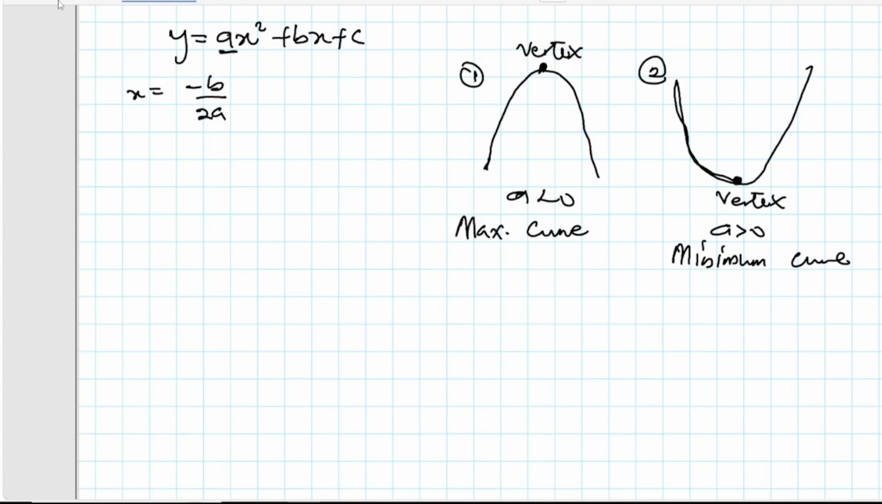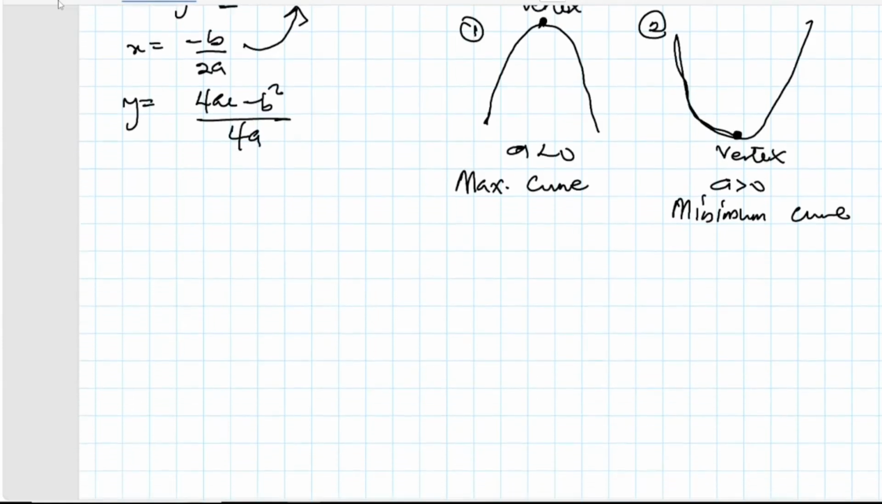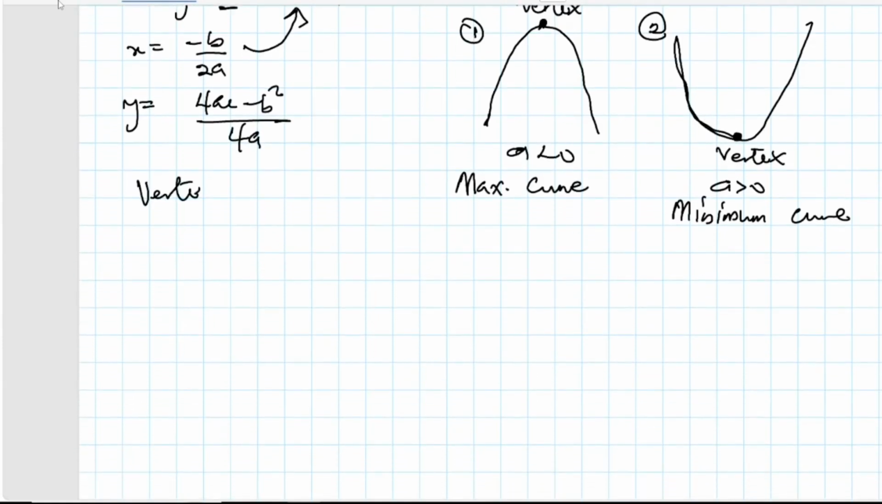After finding the x coordinate, you substitute that value into the quadratic equation given, and then you get the y coordinate. When you do that, you're going to get the y coordinate to be y is equal to 4ac minus b squared all over 4a. It means that the vertex, or the turning point, whether minimum or maximum point, goes with the same formula. So the vertex is given by negative b over 2a, and then 4ac minus b squared over 4a.